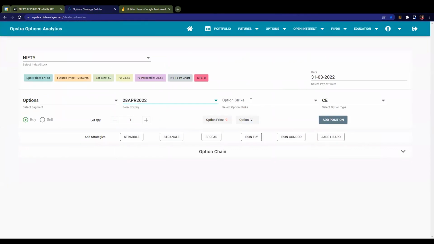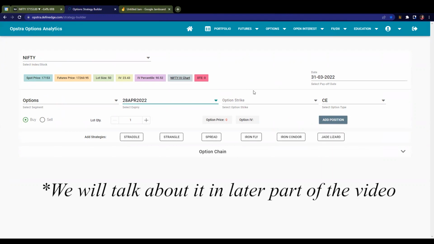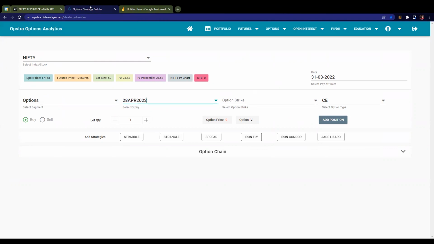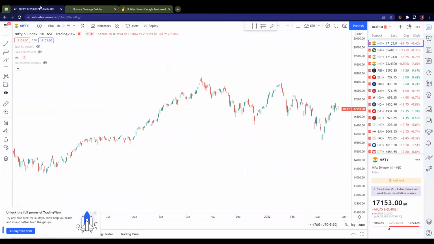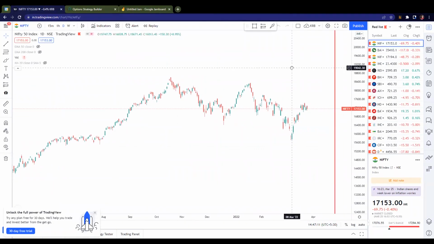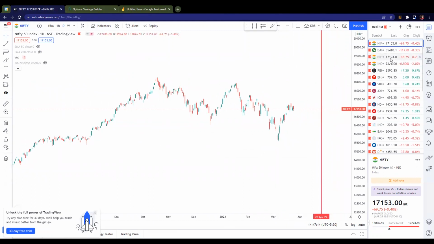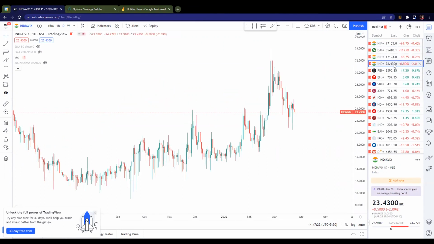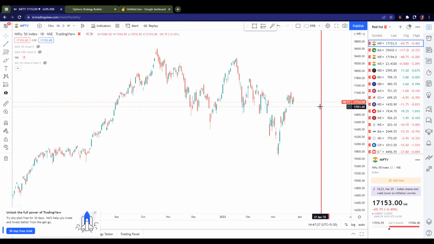Now how to select option strike price. We already talked about the VIX divided by under root 12 formula. So you can do that, right? We'll go to TradingView to see where Nifty is and what is the value of VIX. You can see Nifty's current price is 17,153, whereas the India VIX is trading around 23. So when you calculate it, it will come out to be 6%.